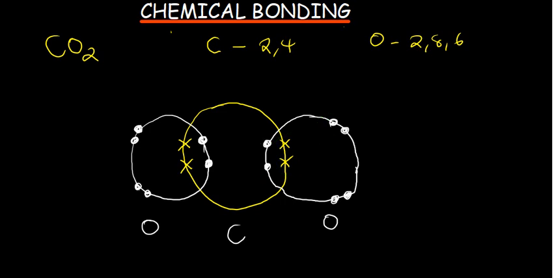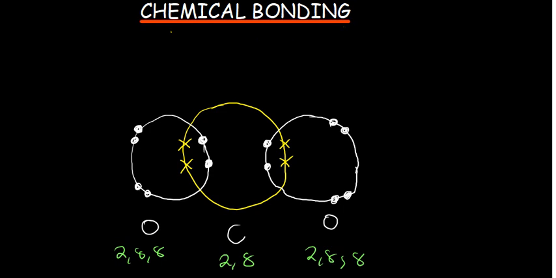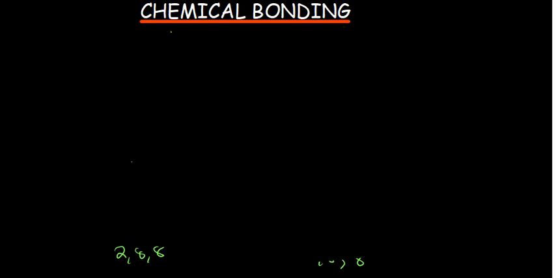So the electronic configuration for oxygen is now 2, 8, 8. This one is now 2, 8. This one is 2, 8, 8. So there, that is how we form the reaction between carbon dioxide. And the last one we're going to look at is just nitrogen gas, or nitrogen molecule. So how is this going to be?